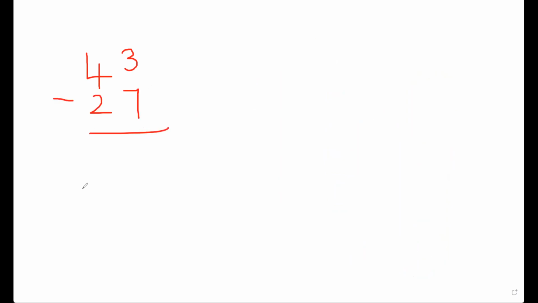If this is your number, so we are only good enough to keep how many tens? 4 tens, right? So 110, 210, 310 and 410. But how many ones can I keep? It is 3. 1, 2 and 3.